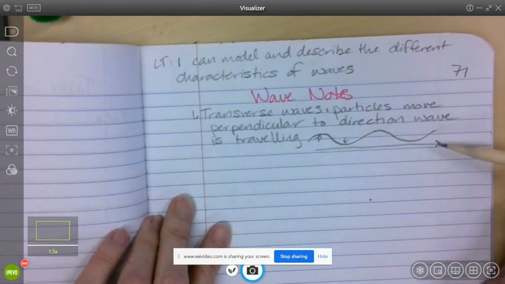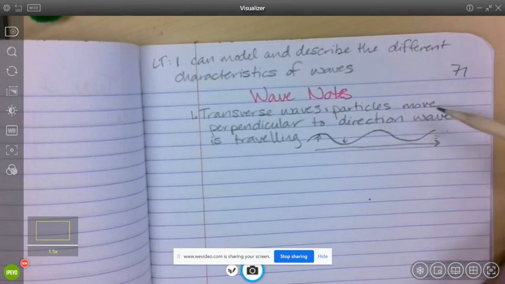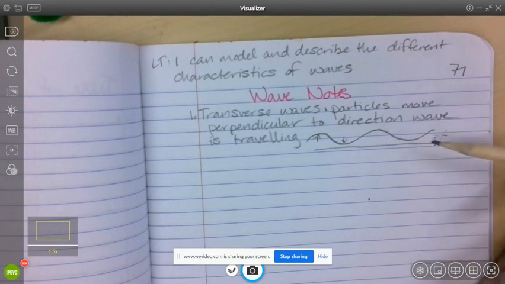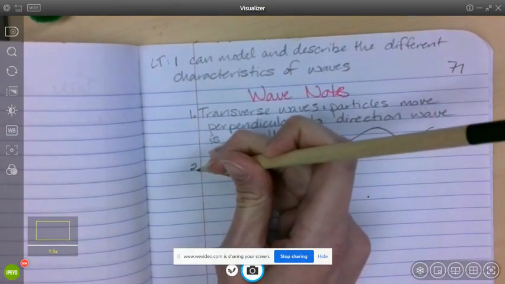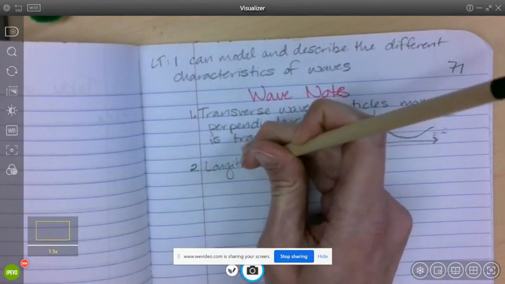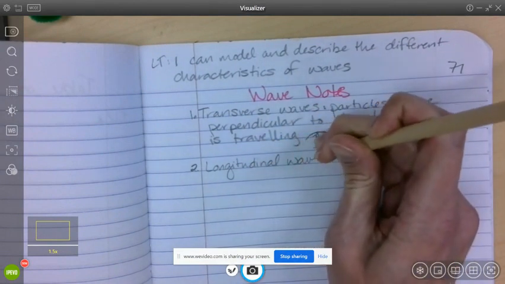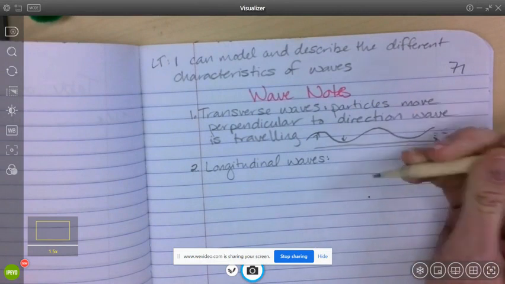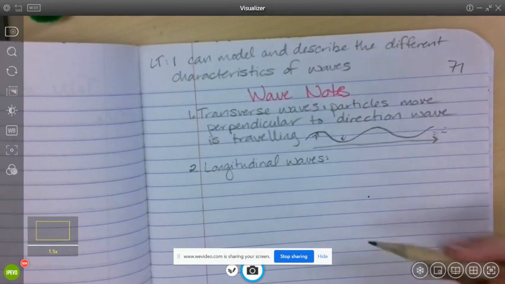Okay, so water waves are transverse waves. Electromagnetic waves, like light waves, X-rays, infrared radiation, those are transverse waves. So we'll talk a lot more about transverse waves in the coming weeks. The other type of wave that we will talk about are longitudinal waves. And in longitudinal waves, the particles move parallel to the direction the wave is traveling.